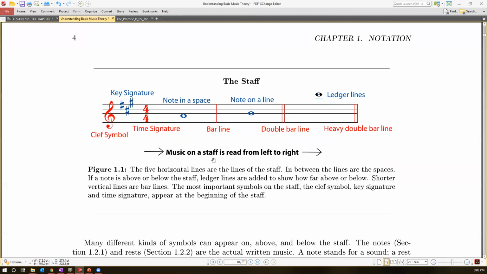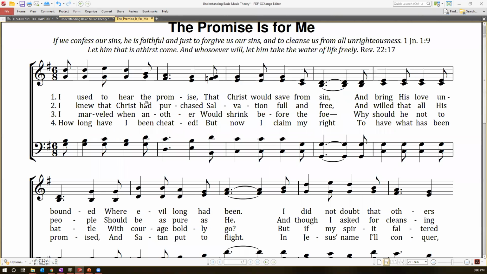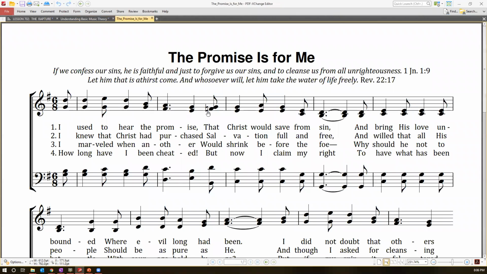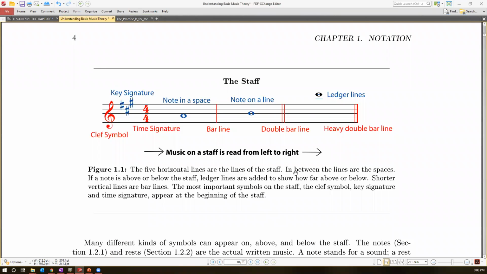Always note that music on the staff is read from left to right. So we start from here and we read all the way through. Please don't get confused with this. Don't worry, it looks a bit complicated, but it's very easy once you understand it. We're going step by step.